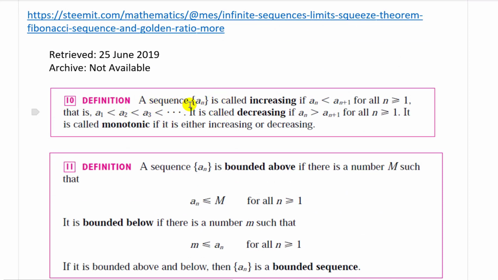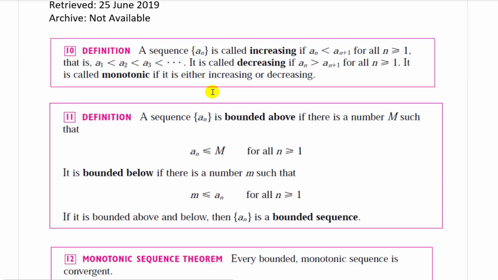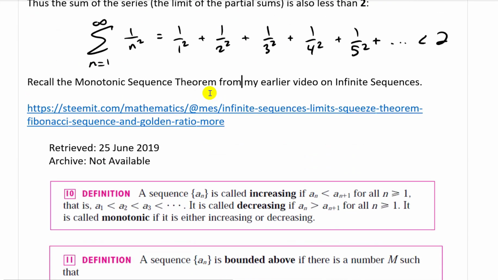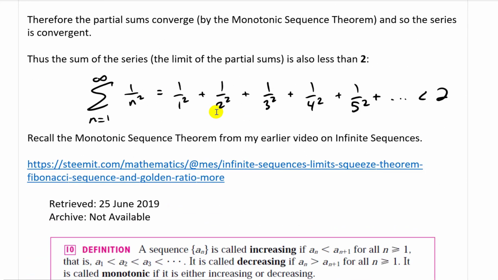Just to recap, a sequence an is called increasing if an is always less than an plus 1 for n greater than or equal to 1. That is, a1 is less than a2, less than a3, and so on. It is called decreasing if it's the opposite, an is greater than an plus 1 for all n greater than or equal to 1. It is called monotonic if it is either increasing or decreasing. And so this one is increasing, so it's monotonic.